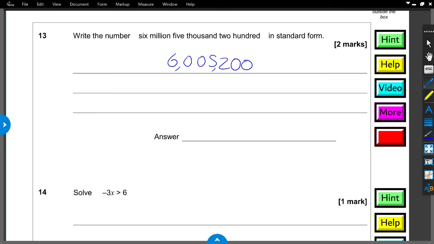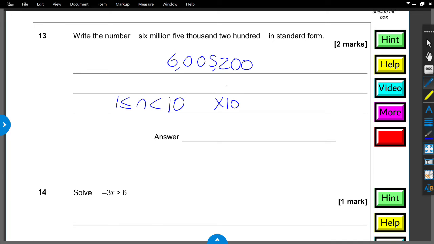Now to convert this into standard form, we want to have a number which is either 1 or greater than 1, but it has to be less than 10. And then we want to times that by 10 to the power of something.